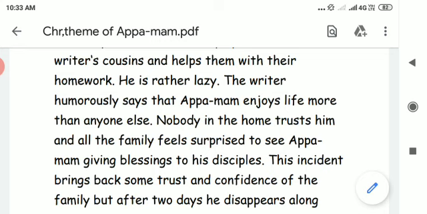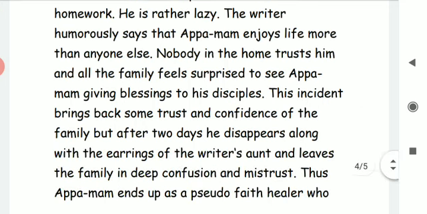They are surprised to see this event. This incident brings back some trust and confidence of the family, but after 2 days, what do they find? He disappears along with the earrings of the writer's aunt, and leaves the family in deep confusion and mistrust. That's why he is enjoying a controversial designation. You will find him a person of different traits.